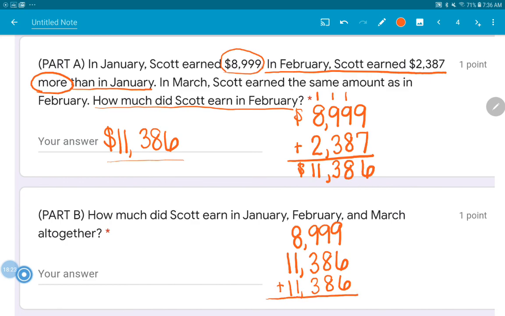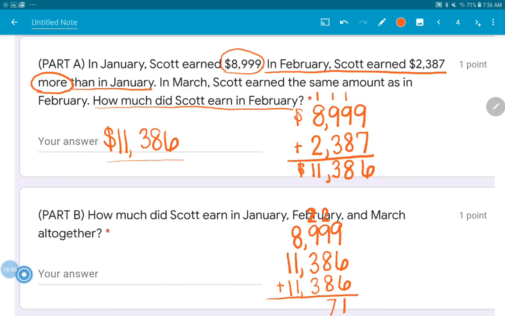9 plus 6 makes 15. Plus 6 more makes 21. I'm going to write down my 1. Regroup the 2. 8 plus 8 gives me 16. Plus 9 more gives me 25. Plus 2 is going to be 27. So I'm going to write down the 7. Carry the 2.